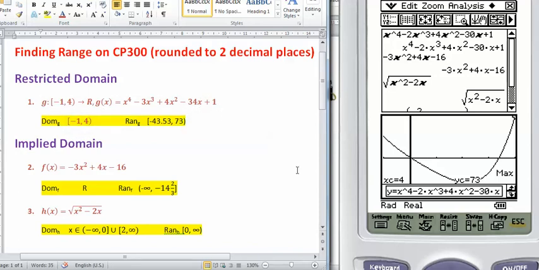So that's the first example. The second example is a quadratic that has a y-intercept of minus 16, and it's a negative quadratic. There's no restriction on any value of x that can fit into a quadratic, and my domain then is R.